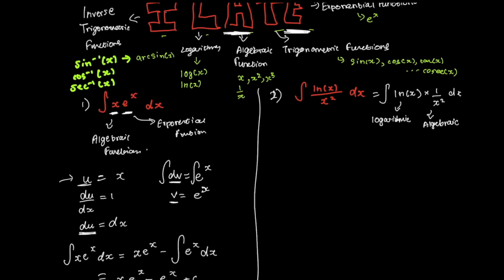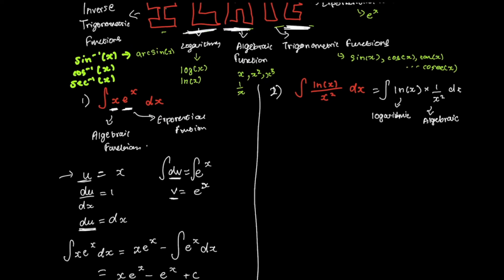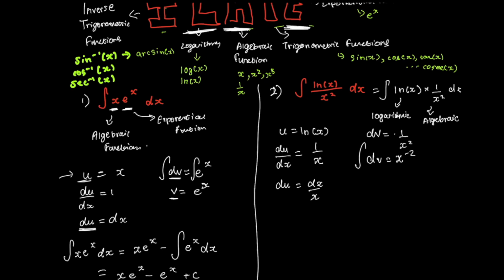So if we look at ILATE, logarithmic functions come before algebraic functions. So when we look at u and dv, since logarithmic functions come first, u is equal to ln x and dv is equal to 1 over x square. And now I'm going to differentiate it. The derivative of ln x is 1 over x, so du would be equal to dx over x. Let me just simplify this so that it's easier to integrate. So I'm going to integrate on both sides. We get v is equal to negative 1 over x.